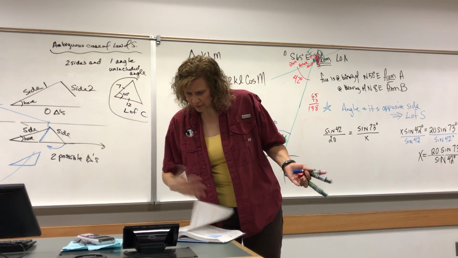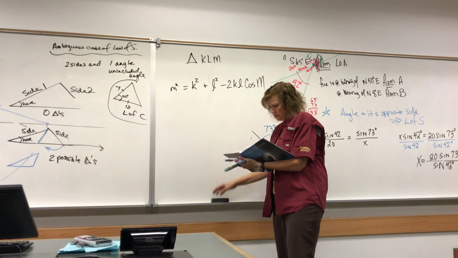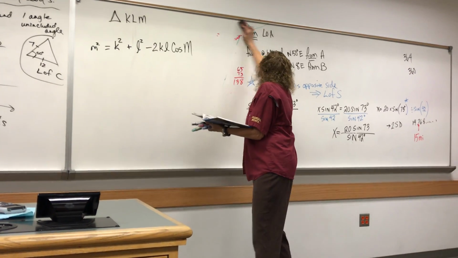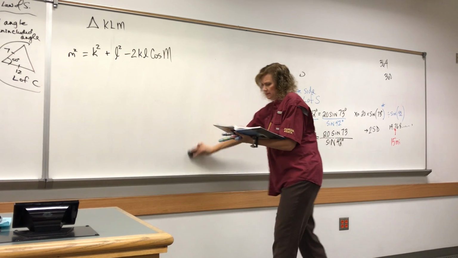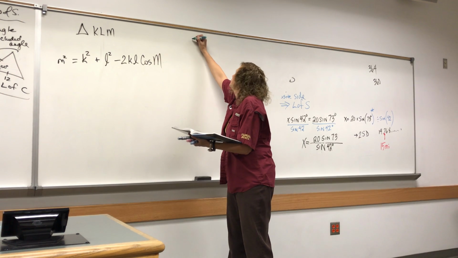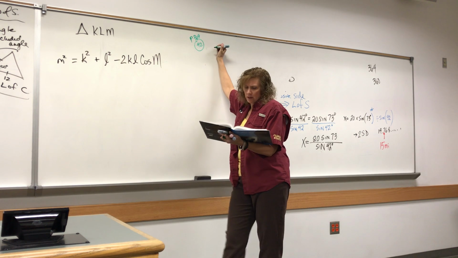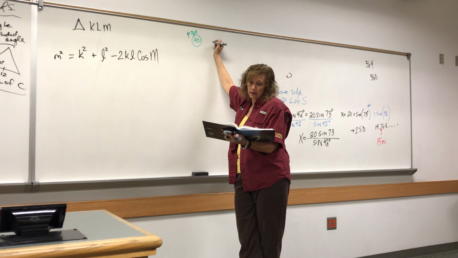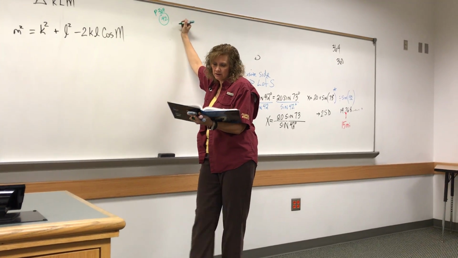Let's do a word problem, because I know how much you love those. This is problem number 42 on page 309 if you care. A developer owns a triangular lot, kind of strange, but all right, at the intersection of two streets. The streets meet at an angle of 72 degrees.